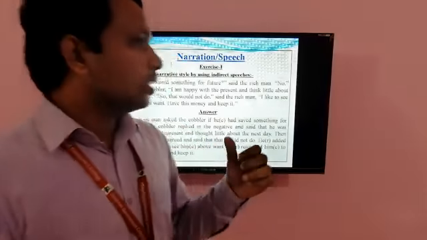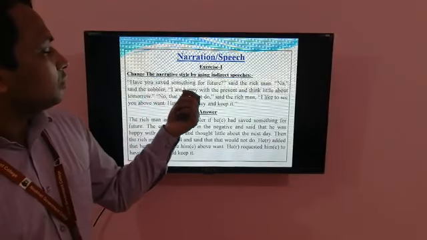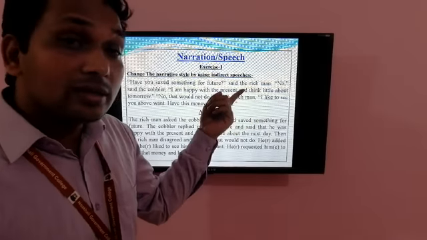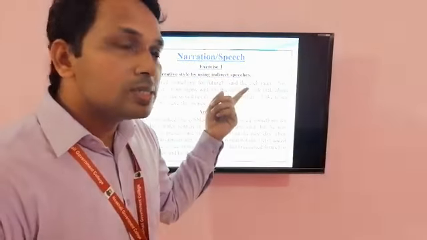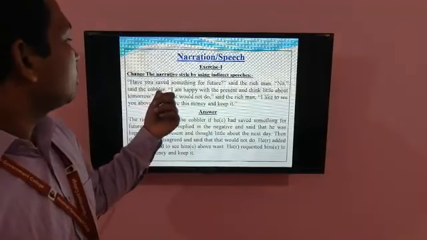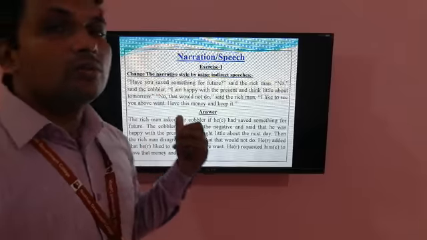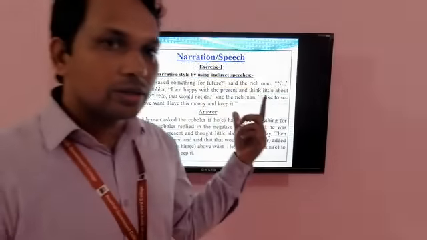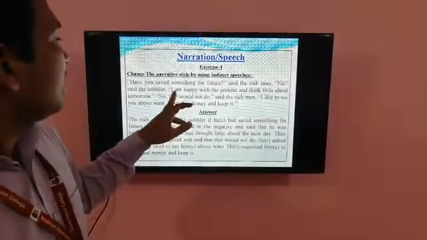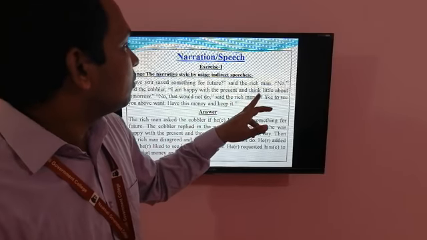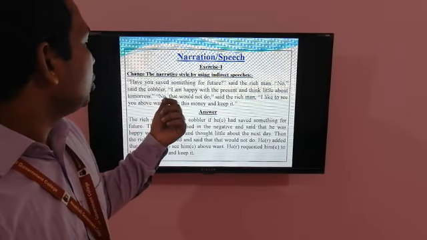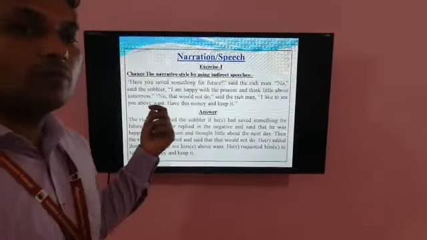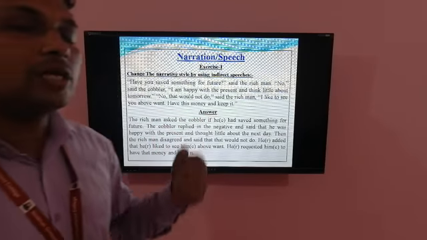Alright, so let me read out the passage. "Have you saved something for future?" said the rich man. So the rich man is the speaker. That means the rich man is our subject. "No," said the cobbler. So the cobbler is our object. So we have found out our subject and the object, that means our speaker and the person spoken to. "I am happy with the present and think little about tomorrow." "No, that would not do," said the rich man. "I like to see you above want. Have this money and keep it."